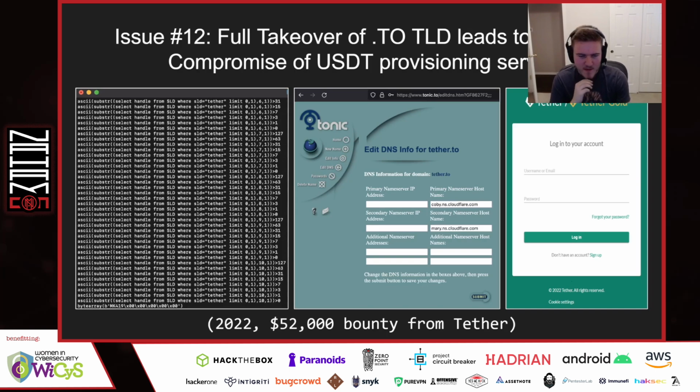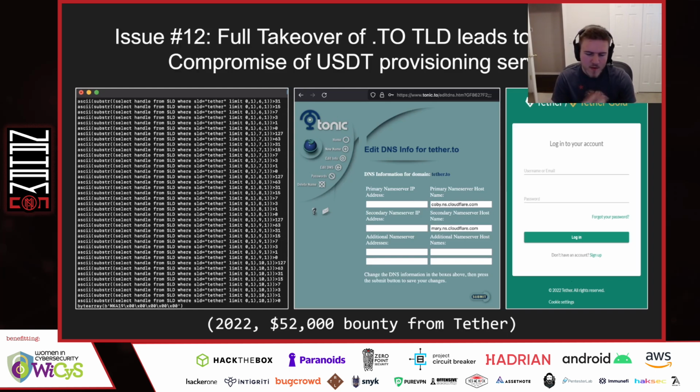So the second big vulnerability is we were able to compromise the entire .to TLD. And the reason we did this is because we were originally looking at Tether, right? There's so much news about Tether, and we were really curious about securing Tether or whatever. And we realized it was running on a .to TLD, and we're like, okay, that's kind of interesting. We've never seen this .to TLD, or at least we haven't really thought about it. So we got to see how they do their provisioning for stuff, and we realized that they're running on kind of an older website.